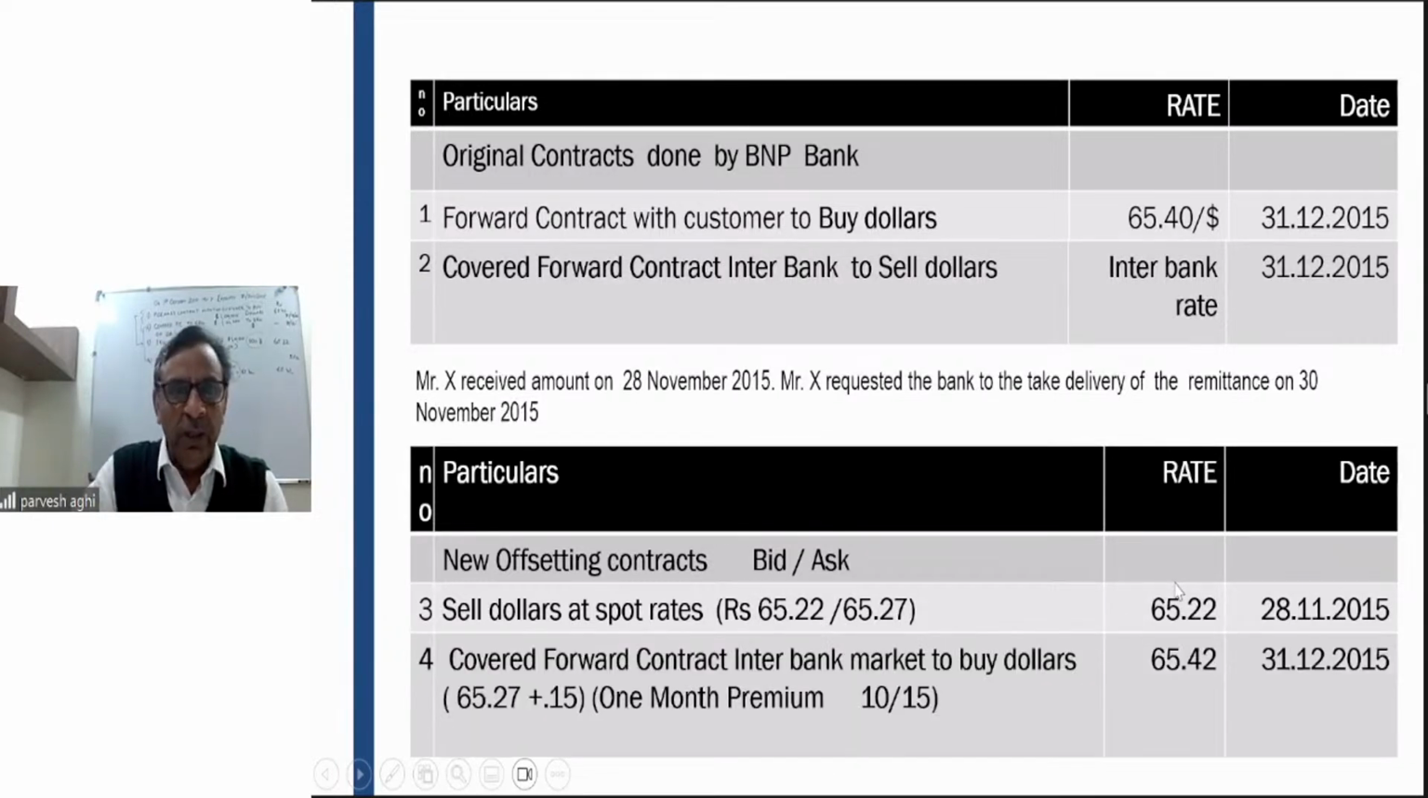Then at the same time, because this second contract to sell dollars in the forward market is still there with the bank, that is going to happen on 31st of December. So this contract is still in existence. So the bank would like to take a reverse action. So they are going to enter into a contract to buy the dollars. So they have sold the dollars, now they are going to buy. So the second contract and the fourth contract is going to close the covered forward contract.